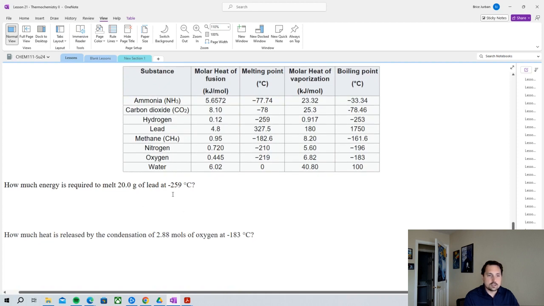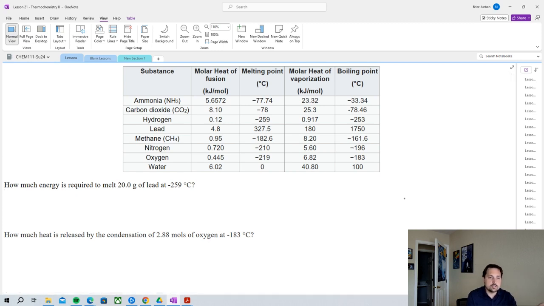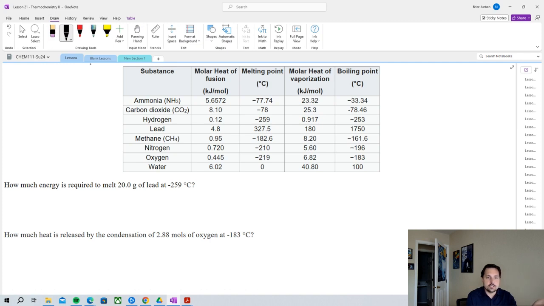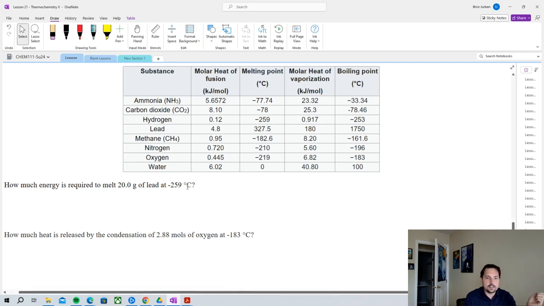Okay, so let's look at how much energy is required to melt a substance. When we melt something, that's going to occur at a specific temperature. It occurs at the melting point. I think this is wrong. Lead does not have a... this could not occur, so this is wrong here. If we're melting lead, that means it occurs at its melting point. This would be at 327.5.